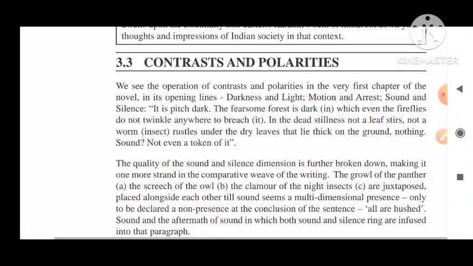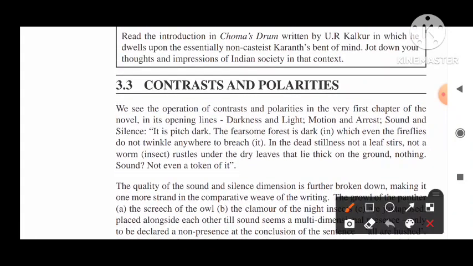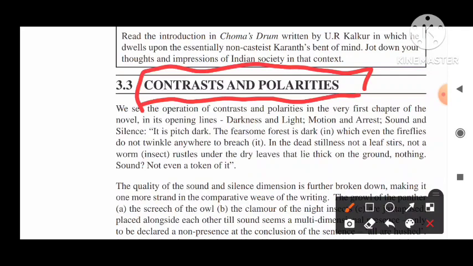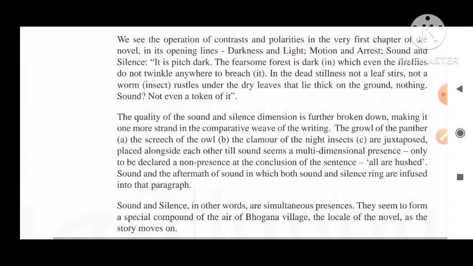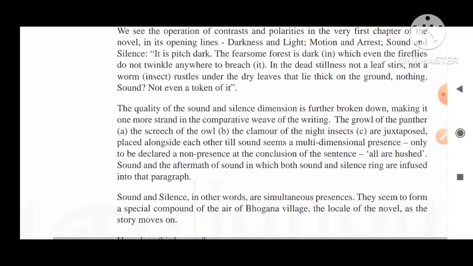Then, contrast and polarities. Here is the main key point, you can note down the contrast and polarities. The question asks about what the contrast and polarities of Choma's Drum are. So we see the operation of contrast and polarities in the very first chapter of this novel. In its opening lines: darkness and light, motion and arrest, sound and silence.